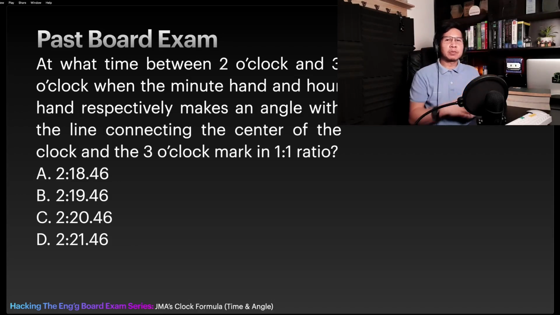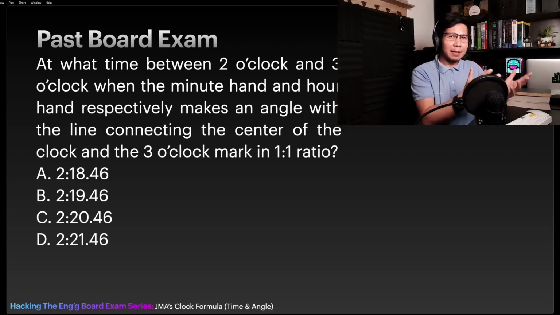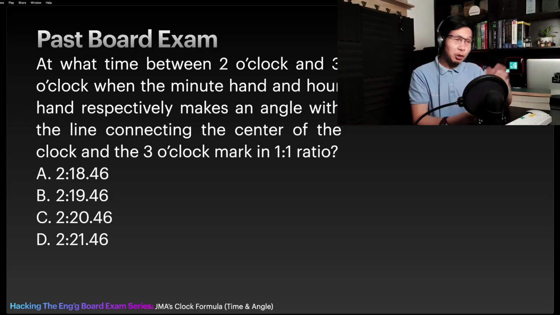So, ibang approach na dito. Yung unang formulang pinakita ko sa inyo, yung JMA's formula for time and angle is hindi applicable dito. We need another shortcut formula here. And good thing is, meron akong panibagong formula. So, I have a formula for symmetry or yung bisector problem sa clock problem. I have a more simple formula compared doon sa time angle JMA's formula. Yun yung i-discuss ko sa second part nitong ating episode.